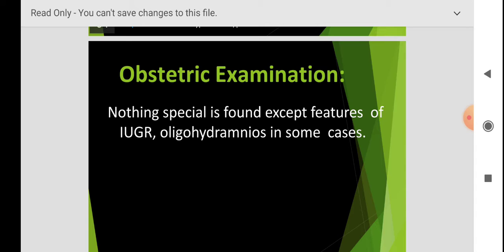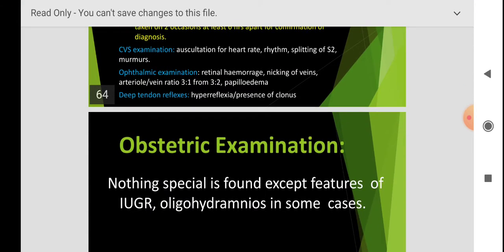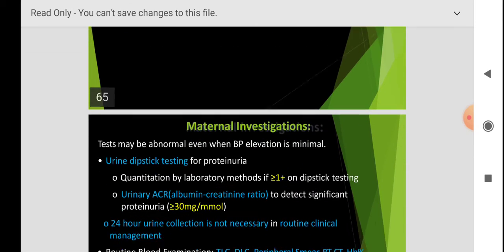I, Dr. Soumya, will start today's session from where we had ended in the last class. We were discussing the examination points of a preeclamptic woman. Obstetric examination, there is nothing particular except there might be features of IUGR or oligohydramnios in some cases, where you find the height of the uterus will be less than the gestational age.